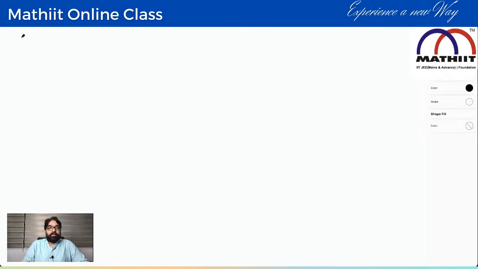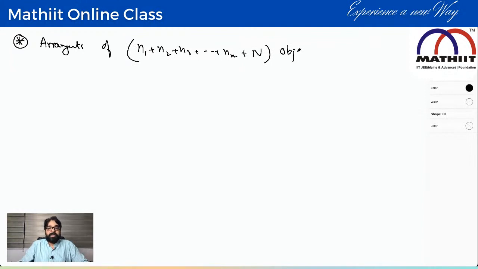Now, let's go ahead, and next point, mention all of you. Arrangements of n1 plus n2 plus n3 plus so on nm plus capital N objects. Just write it. I will explain what is the meaning. Objects, taking all together. That is a very important point.